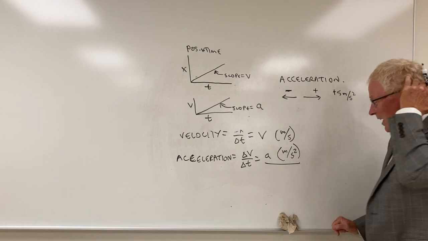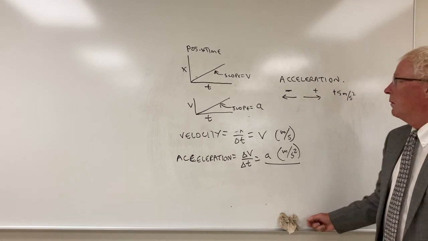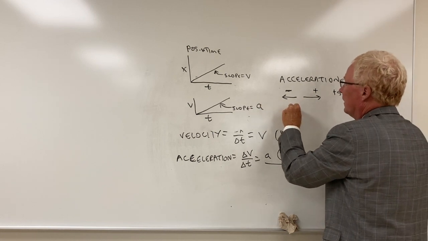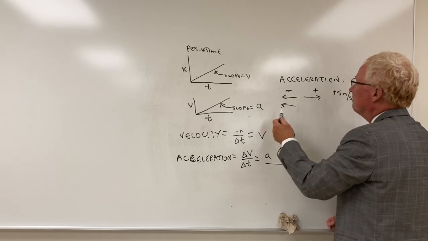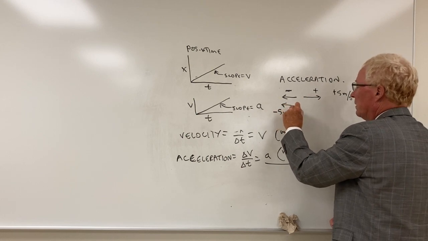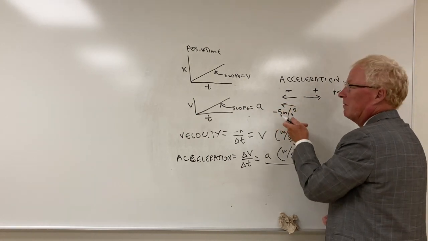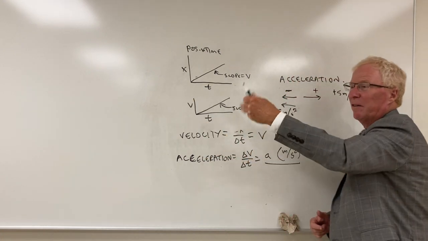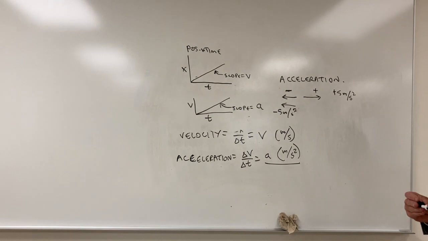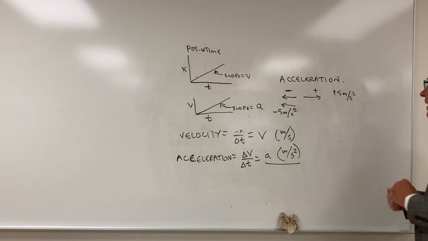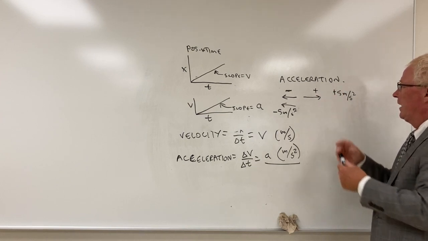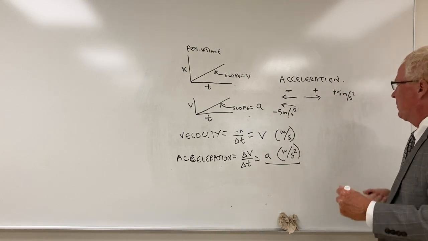Being negative does not mean that you are slowing down. All this is going this direction or that direction. If I went in this direction, minus 5 meters per second squared, I would be accelerating that way, to the left, at 5 meters per second every second. Where we see slowing down is if you have velocity and acceleration in opposite directions.